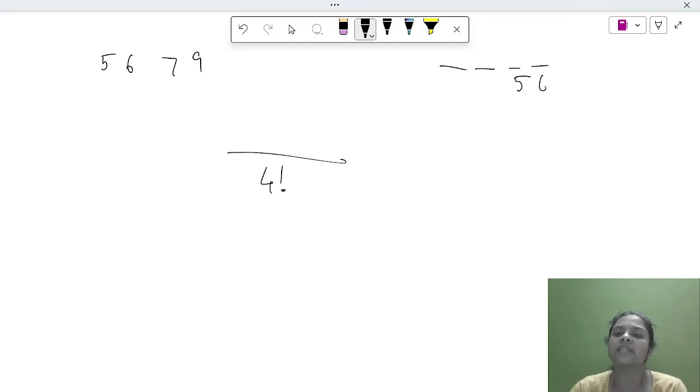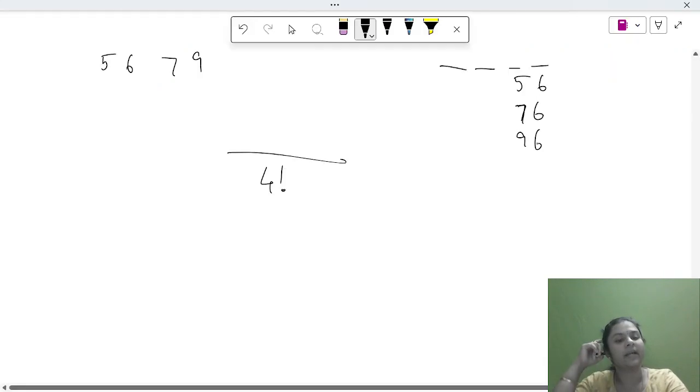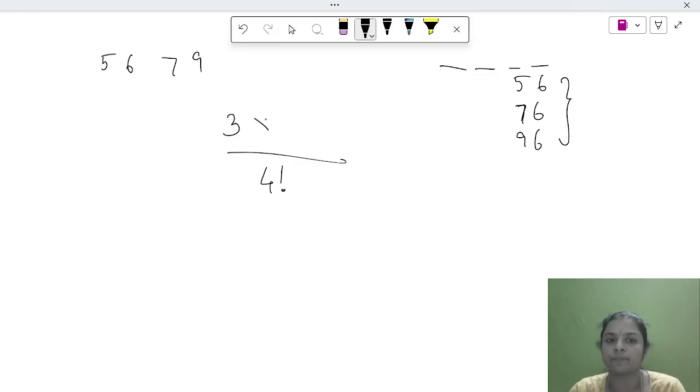Now what are all the numbers in the last 2 digits that can be divisible by 4? 56. Is it divisible by 4? Yes. 57 is not divisible. 59 is not divisible. 65 not divisible. 67 not divisible. 69 not divisible. 75 not divisible. 76 divisible. 79 again not divisible. 95 not divisible. 96 is divisible. Correct? And that's all. So there are 3 combinations which are divisible by 4.